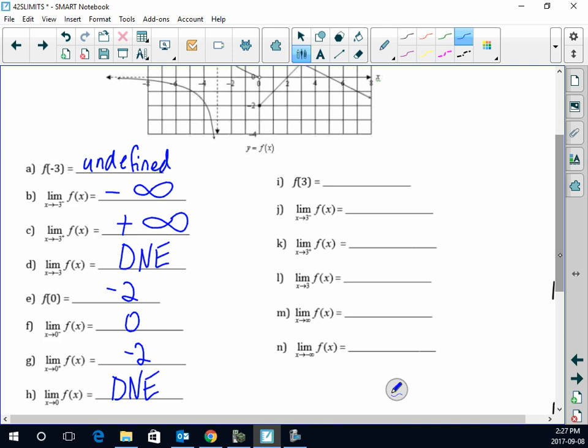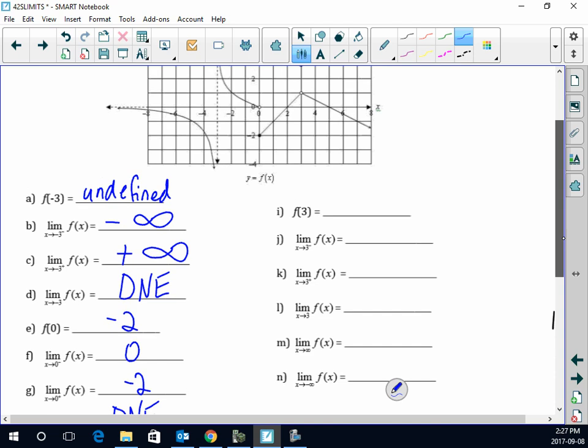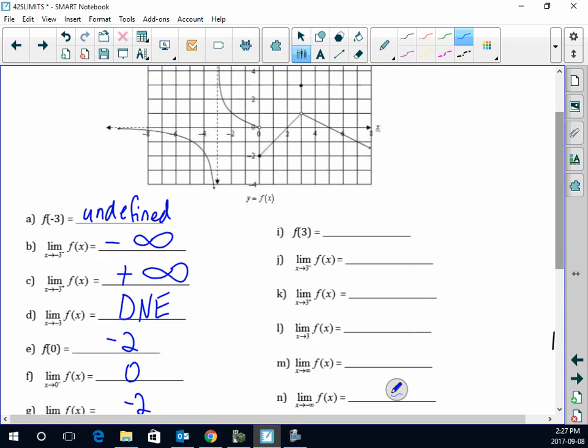Okay. We getting this? All right. F of 3. Does everybody see it's 3? F of 3 is 3? You guys are good.